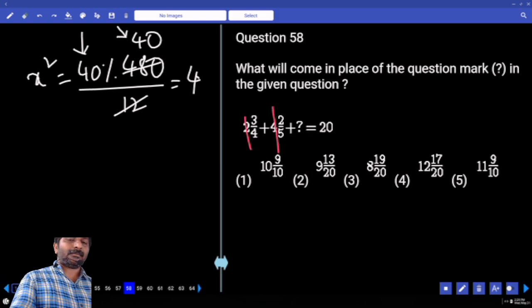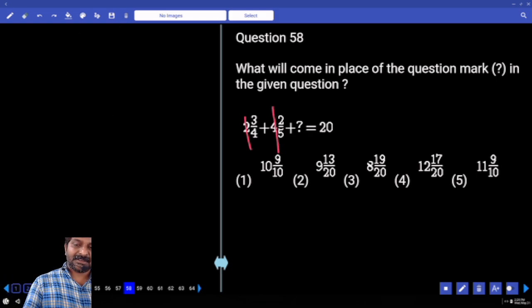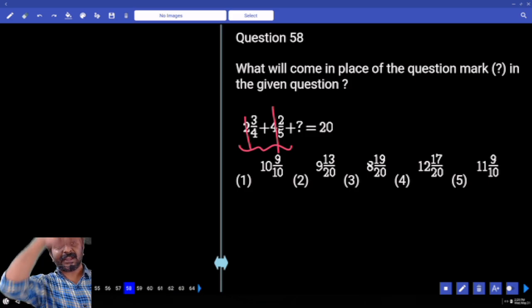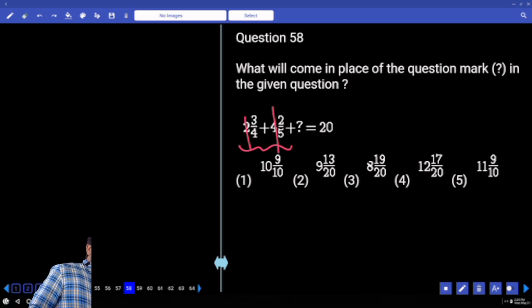2 plus 4, 6. If these values go to the right hand side, it becomes minus, right? After 6 you still have to subtract something else. And when you observe those two fractions closely, you need not calculate exactly. 3 by 4 is 75%, 2 by 5 is 40%. When you add both, you will get one more, right? That means you need to subtract more than 7, right?